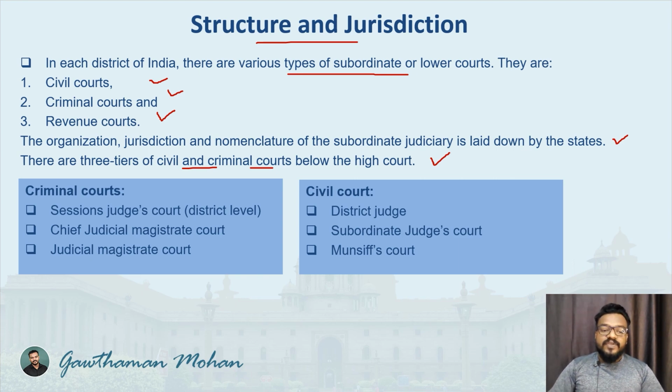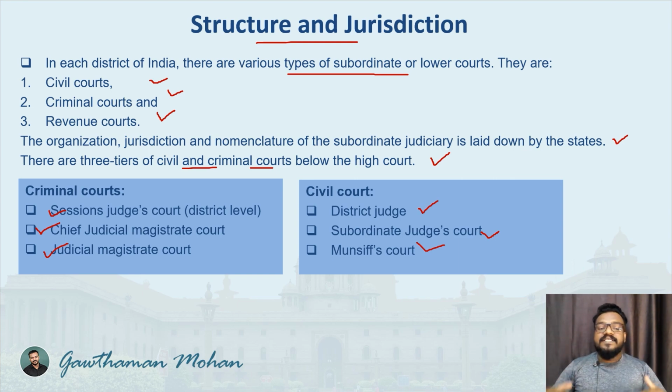In the criminal courts, you can see the sessions judges court, that is the district level, then the chief judicial magistrate court and the judicial magistrate court. These are the three levels. One, sessions judges court, the chief judicial magistrate court and judicial magistrate court. In the civil matters, we have a district judge, then subordinate judges court and then municipal court. Three important levels you can actually see.